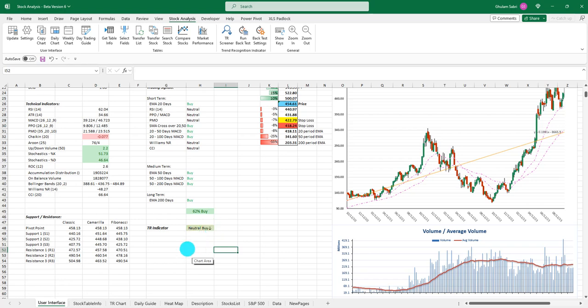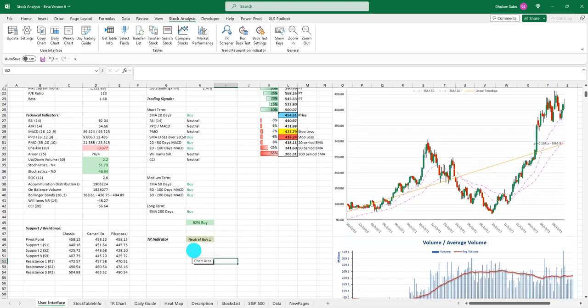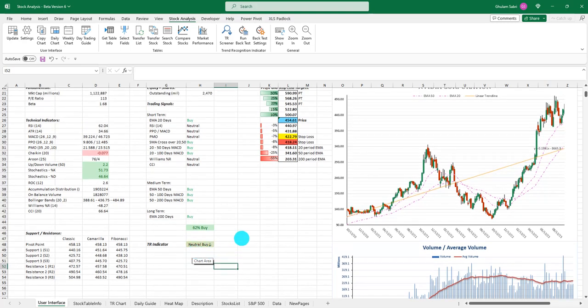Now, what is the TR indicator? The TR indicator is our proprietary indicator developed based on a number of parameters and other technical indicators, as well as incorporating price and momentum action. So when it tells you that you are in an uptrend and you have a strong uptrend, then there is a likelihood that the stock will continue in that direction, or vice versa in the reverse direction when the stock is weak and moving downward.